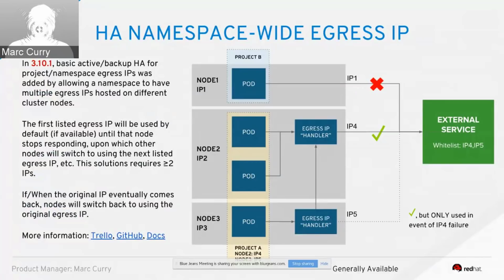In this first method, basically a list of two or more egress IPs are defined for the project, each of which is assigned to a different host in the cluster. The first listed egress source IP in the array is then used for all of that project's egress traffic. And if for some reason that IP becomes unavailable, for example, if the node hosting it goes down, then the next listed egress IP in the array takes over, and all egress traffic is then sourced through it. And if and when the original node IP comes back, the traffic is switched back to that original IP to rebalance the egress traffic. Next slide, please.